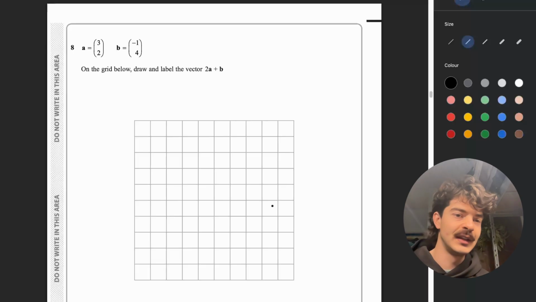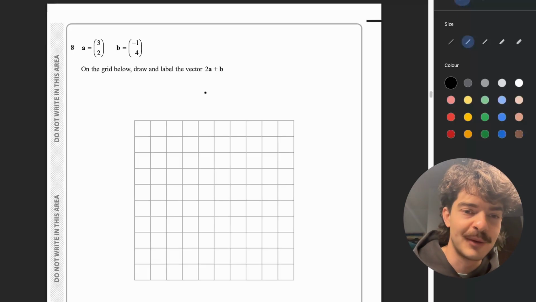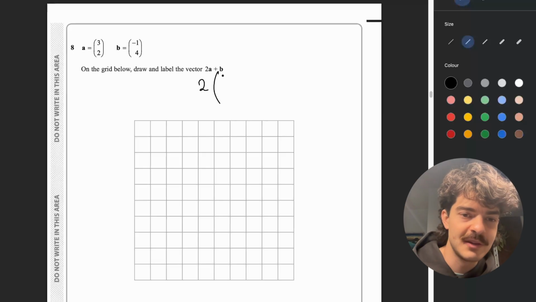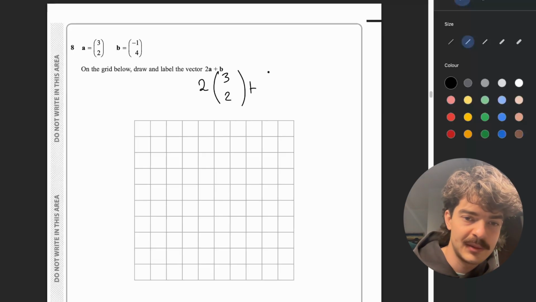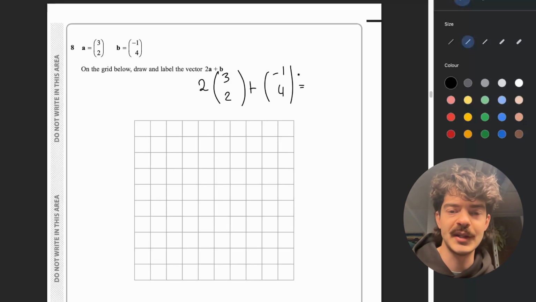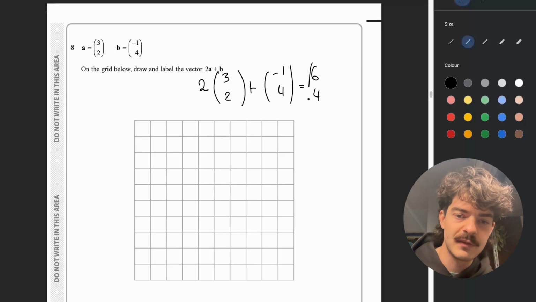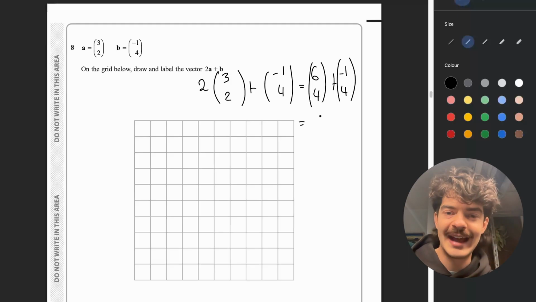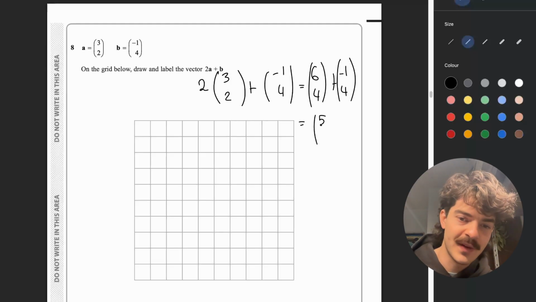I will personally do the addition and figure out what vector this is going to be, looking at our column vectors. So you want twice of a plus b. This is going to be the same as 2 times both parts of the vector. So (6, 4) plus (-1, 4). And then with column vectors, you can just add across as you go. So we've got 5 and 8.